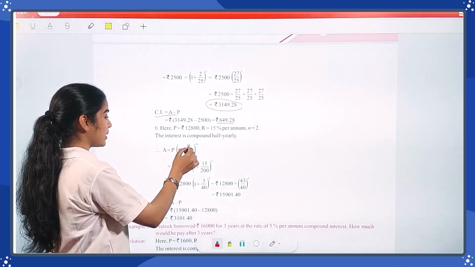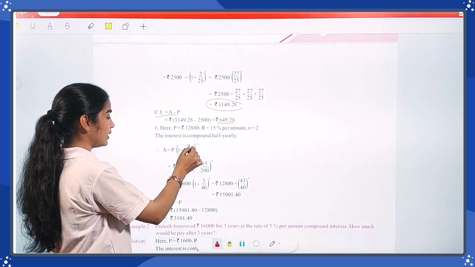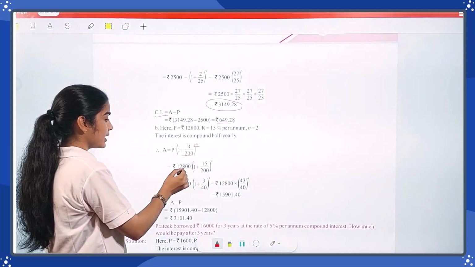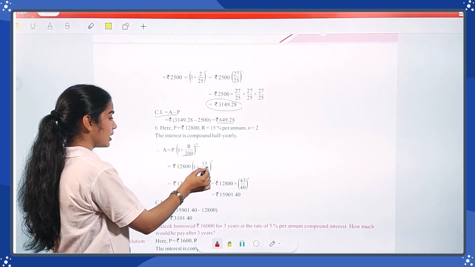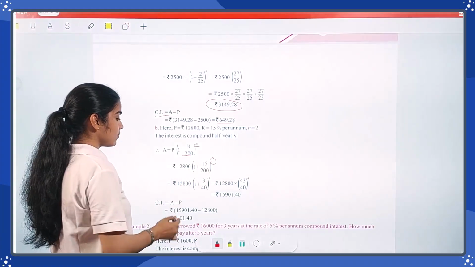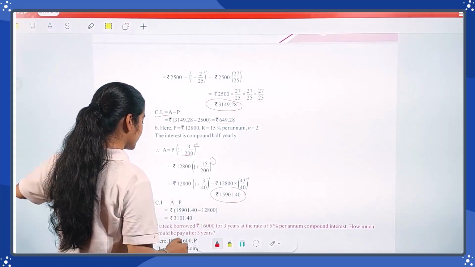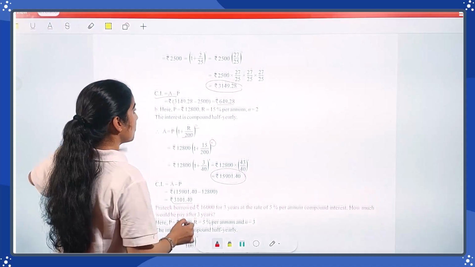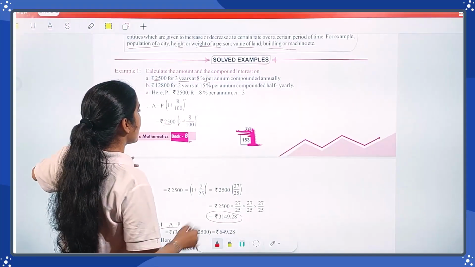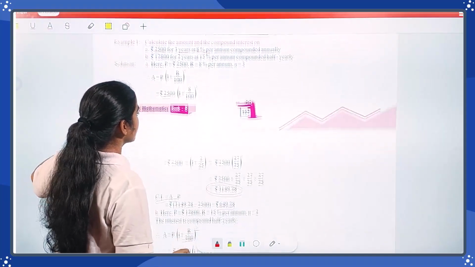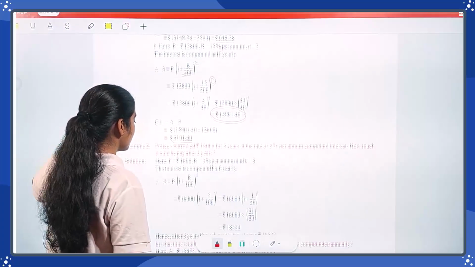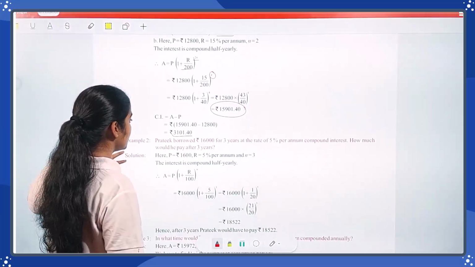Next we have 12,800 for 2 years at 15% per annum compounded half yearly, which means P, 1 plus R by 200 because half yearly, and 2n. So 12,800 multiplied by 1 plus 15 upon 200 raised to the power 4. This is our final answer, and compound interest is 3,100.40. And next we have n is equal to 3. So is it simple for us? We just have to put the values and find out the answer.